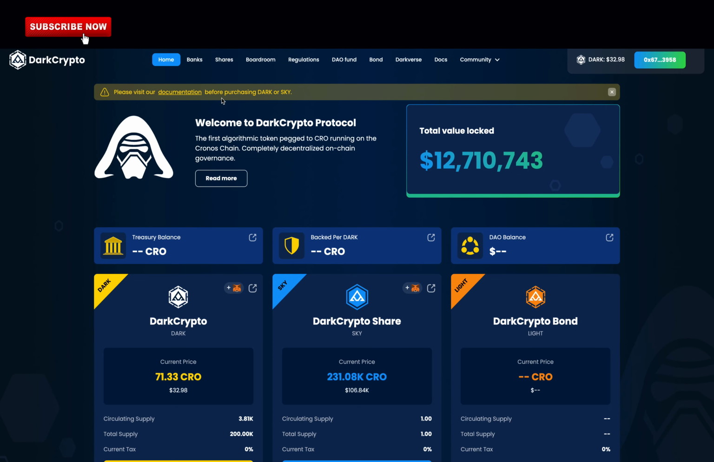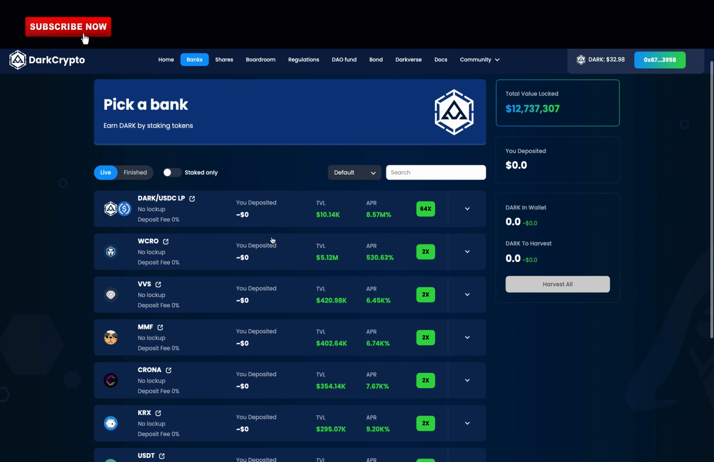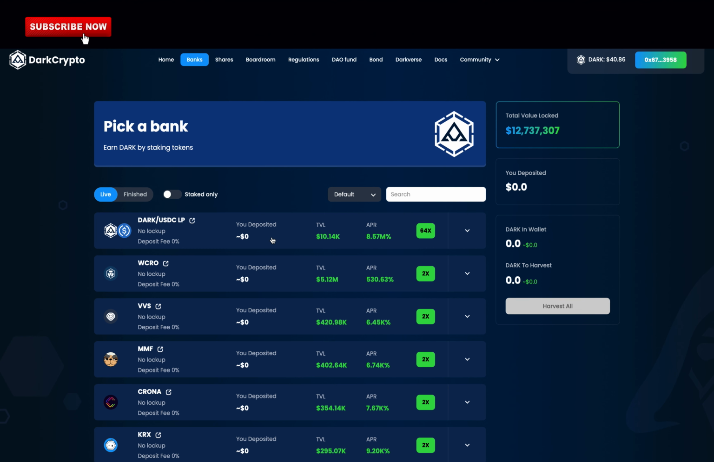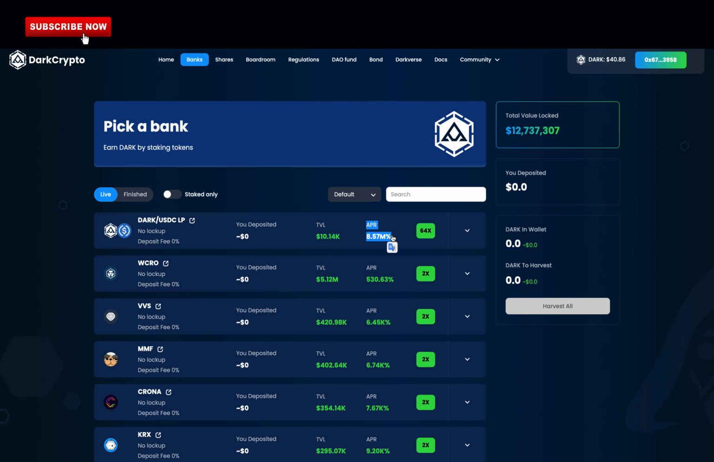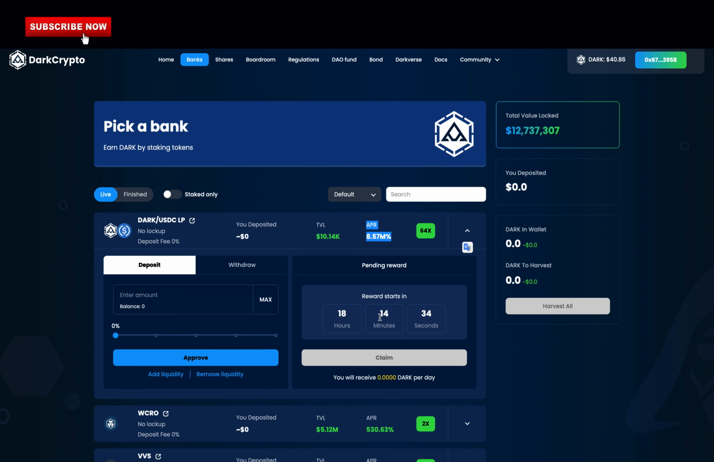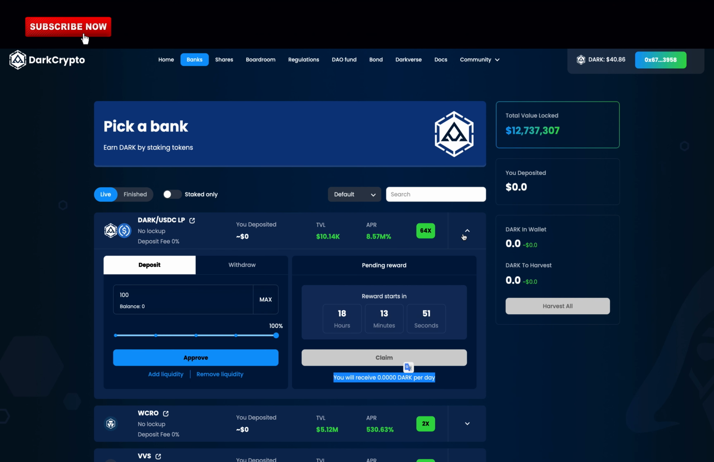Back to the website, in the bank section, you can earn DARK by staking tokens. And you can earn crazy APR, above 8.5 million percent APR, on DARK-USDC. There's no lockup and 0% deposit fee. This is truly amazing, but rewards will only come in 18 hours. And here you can add your DARK and USDC liquidity provider token, and here you can withdraw. And they have many other farms, which are really interesting.